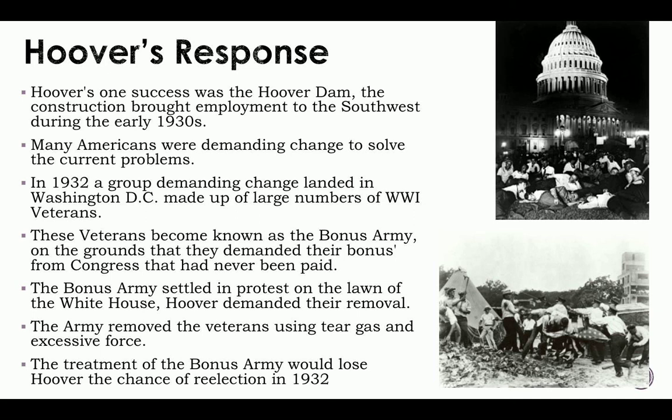This treatment of veterans is the worst PR that could have ever happened to Hoover. Hoover's handling of the bonus army, I would put a huge star next to this one because it is the reason that he does not get reelected in 1932. The Depression was bad enough. The stock market crash was really bad. His handling of this depression was bad, but the kiss of death was the bonus army and how he handled it.